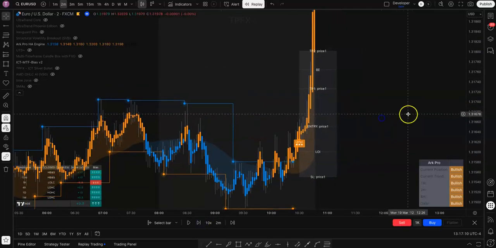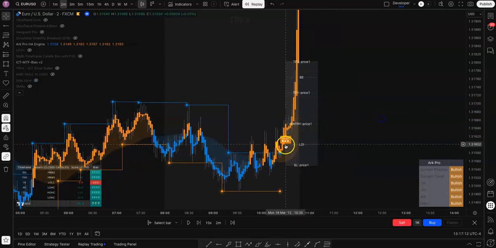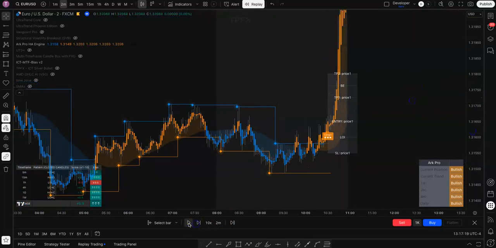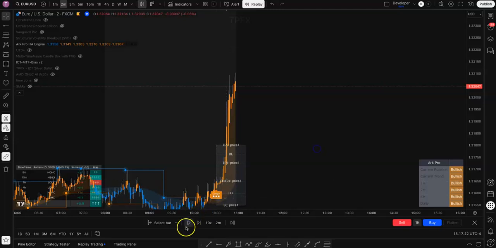TP1, TP2, TP3. Smash. So nice that it detected the move right before the price actually skyrocketed. That was a beautiful push right there. Let's see what happened for the rest of the day.